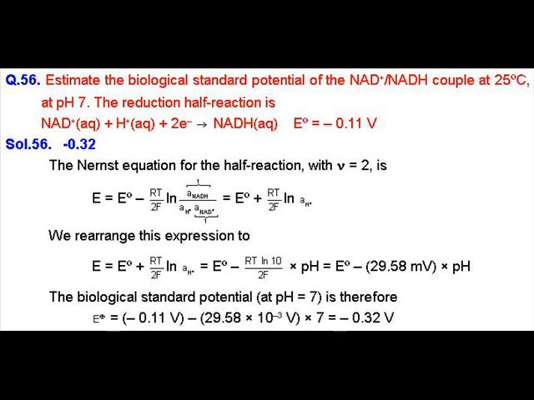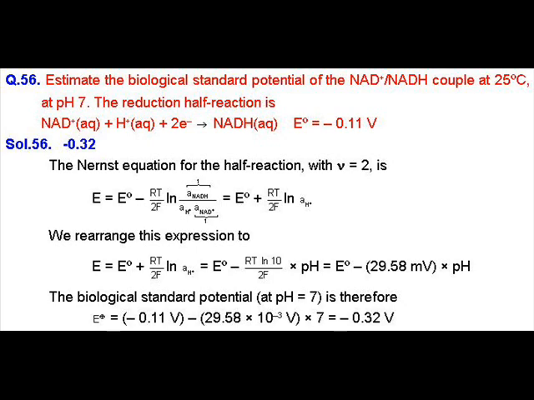Now we will apply the Nernst equation for the half cell reaction. So it will go as E equal to E naught minus RT by nF. Here n will be equal to 2, as 2 electrons are transferred, ln of activity of NADH divided by activity of H plus into activity of NAD plus. Now we know that it's in standard state, so the activities of NADH as well as NAD plus will be equal to unity.